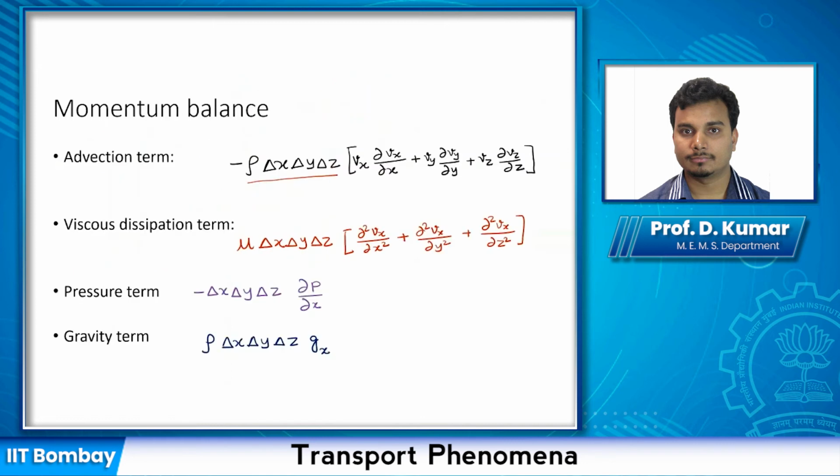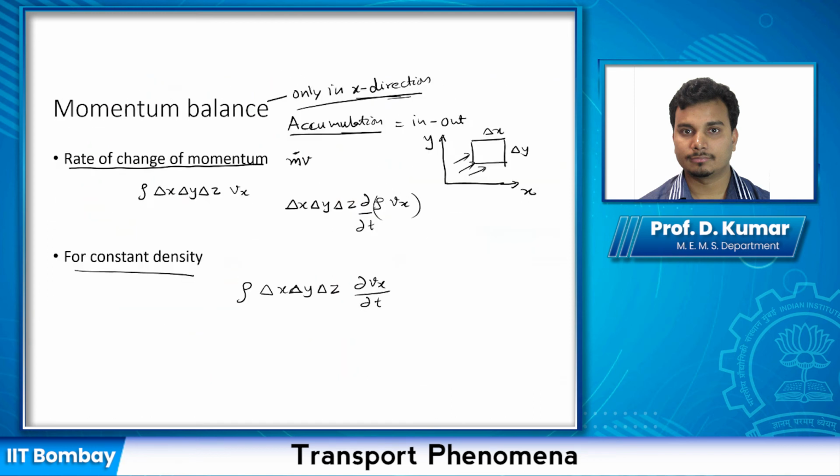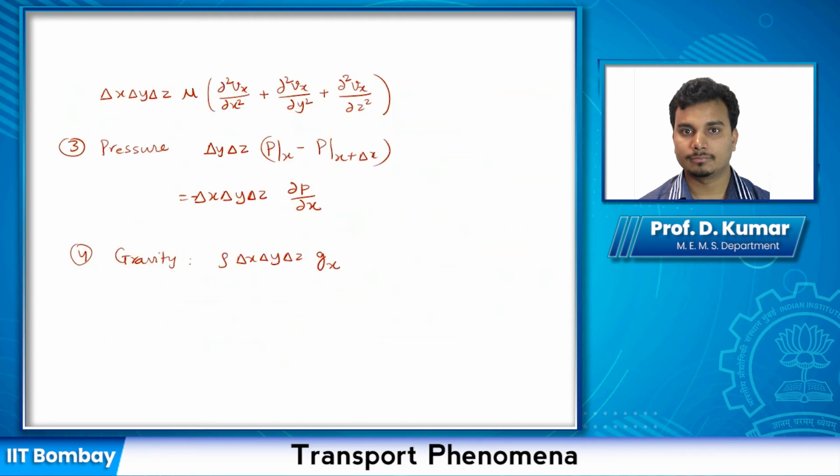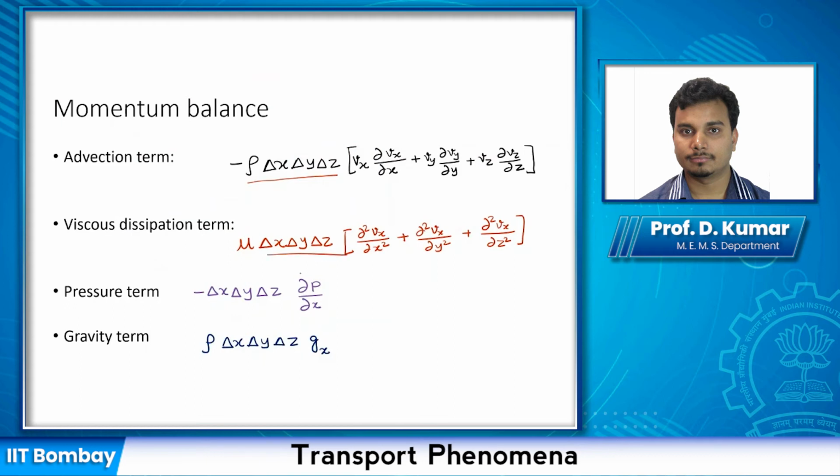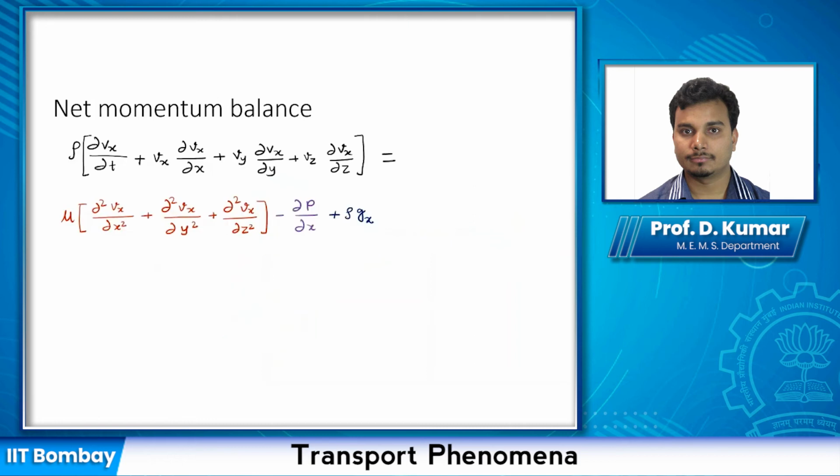So these things are rewritten here. So advection term we found this, viscous dissipation we found this, and then the pressure term is equal to this. And the gravity term was this. So now what we have to do is bring everything together along with your rate of change of momentum term, which is here. What you will see is delta x, delta y, delta z is common in all of it, so you can just forget it. So all these are gone. So you can write it in this form.